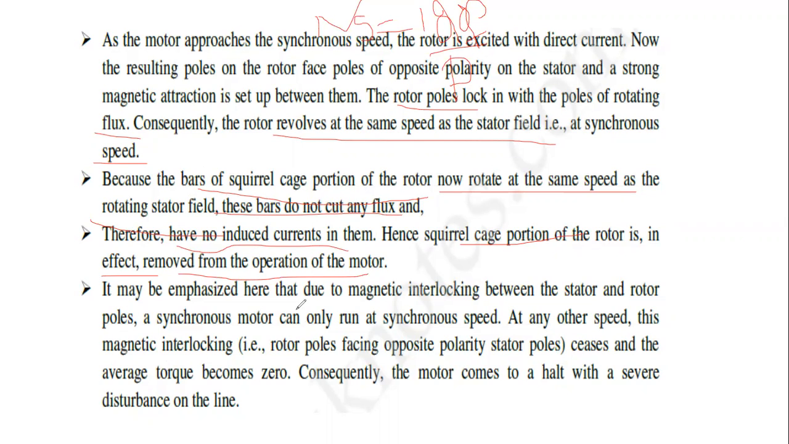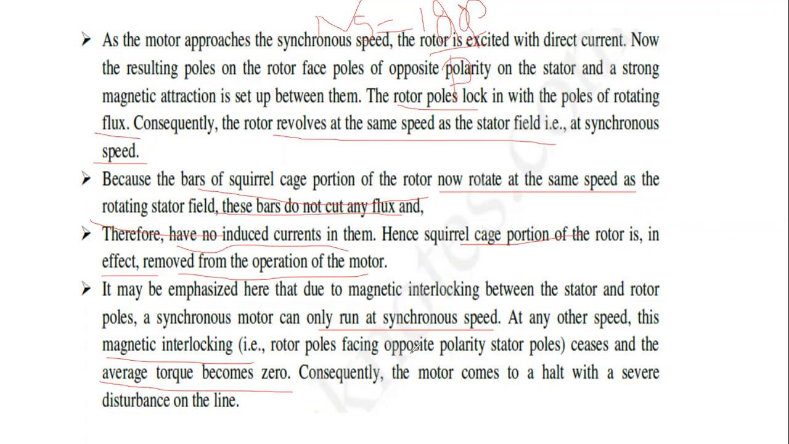It may be emphasized here that due to the magnetic interlock between the stator and rotor poles, a synchronous motor can only run at the synchronous speed. At any other speed, this magnetic interlock is lost, and therefore the average torque becomes zero.